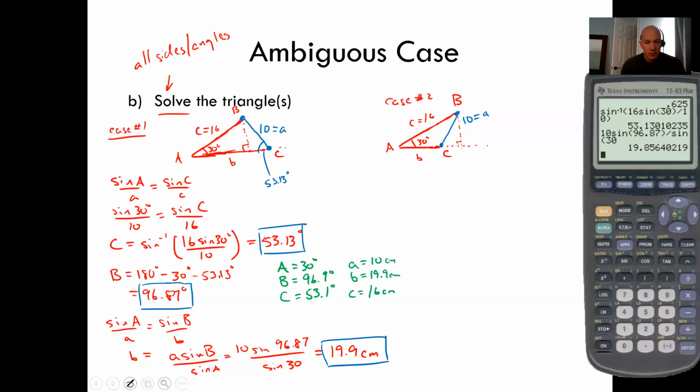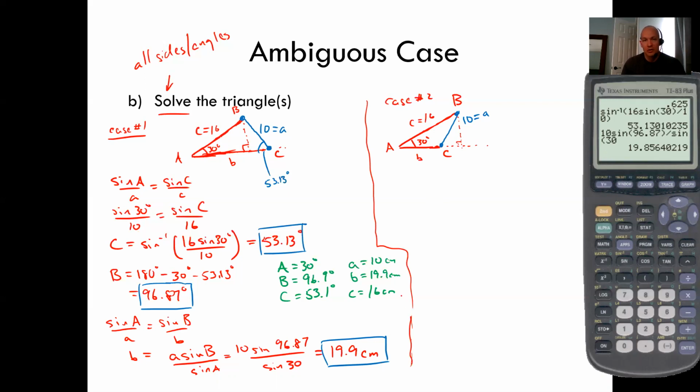And then we just do a little bit of a common sense check. Does that all sound about correct? So side B is the longest at 19.9, and it definitely looks like it's the longest in my diagram, and it's across from the largest angle, which is 96.87. Cool beans. Okay, so case 2 is doing something very similar.